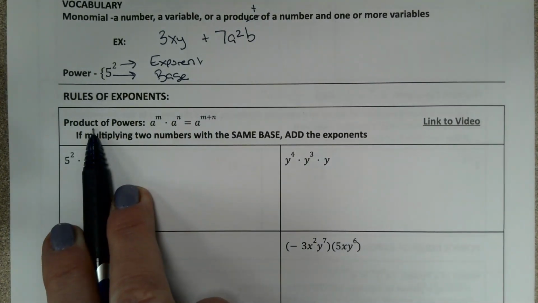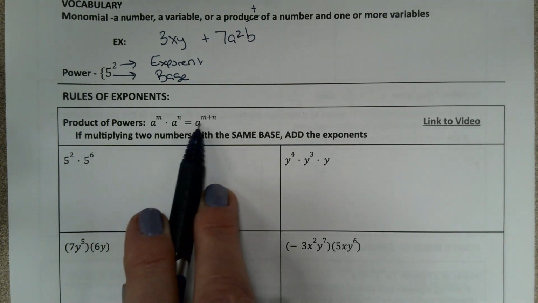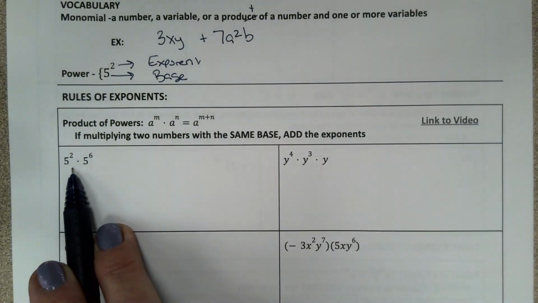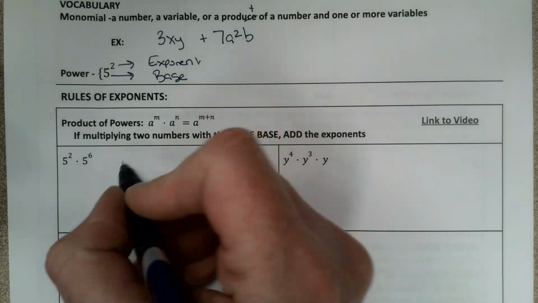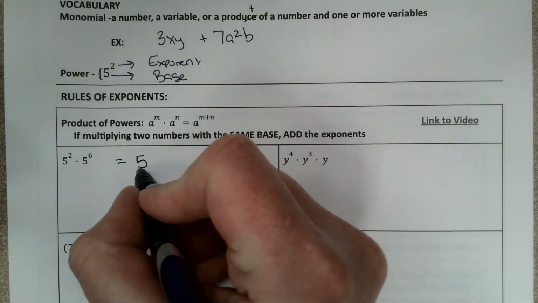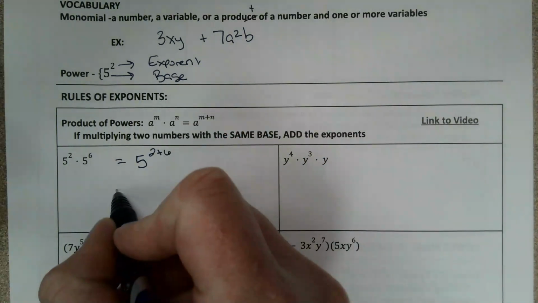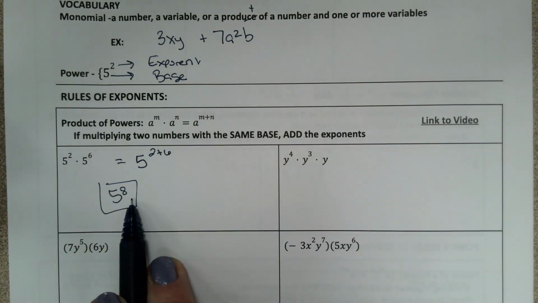So we have the product of powers. If you are multiplying two variables and they have the same base, you just simply add the exponents. So 5 to the second and 5 to the sixth, they have the same base. This rule says if you have the same base, you add the exponents. Therefore you get 5 to the 8th. That 8 is supposed to be an exponent, by the way.